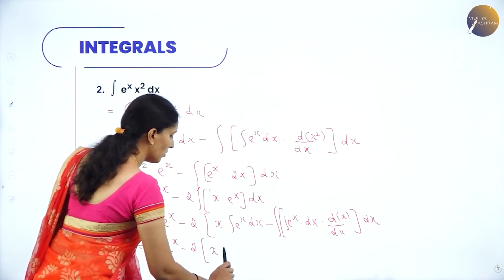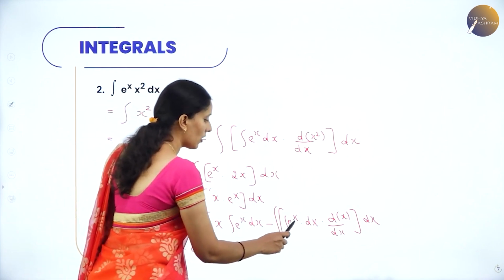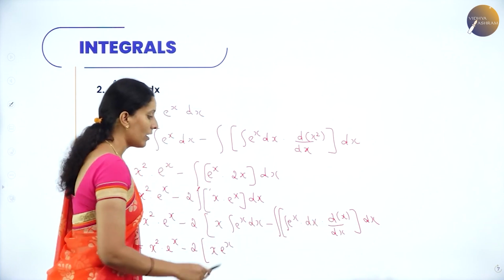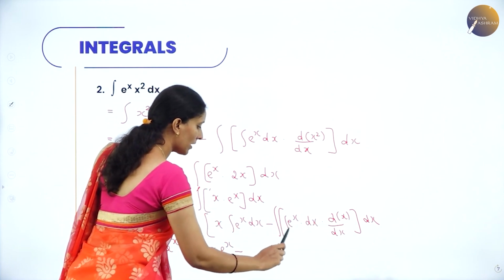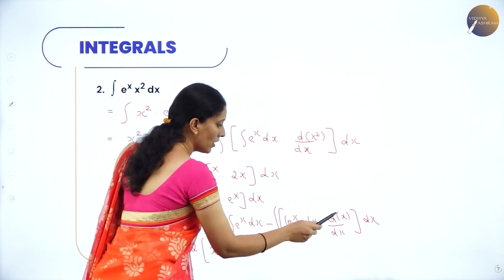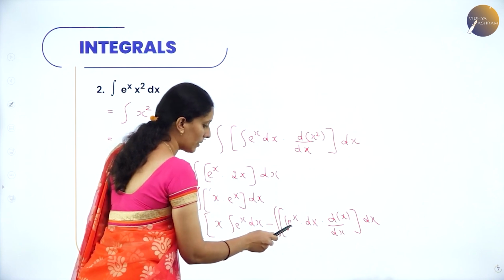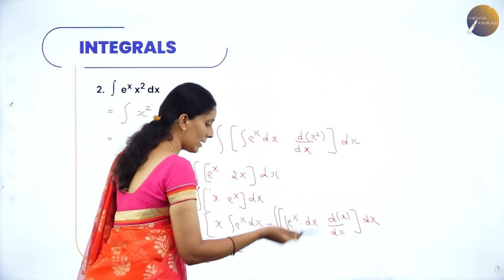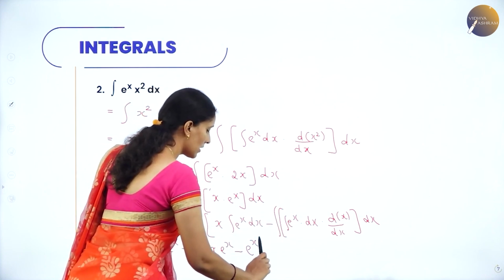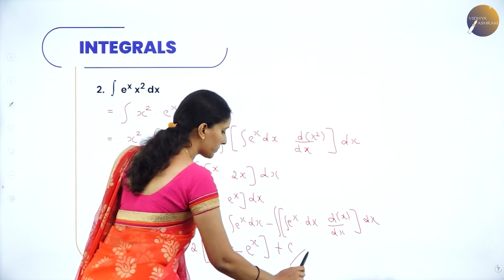So x into e power x. Now the integral of e power x is e power x. The derivative of x is 1. Again the integral of e power x becomes e power x only. So therefore, evaluate, the derivative of x is 1. So 1 into e power x is e power x. The integral of e power x is e power x. Again the integral of e power x is e power x only. So therefore this is e power x plus c.